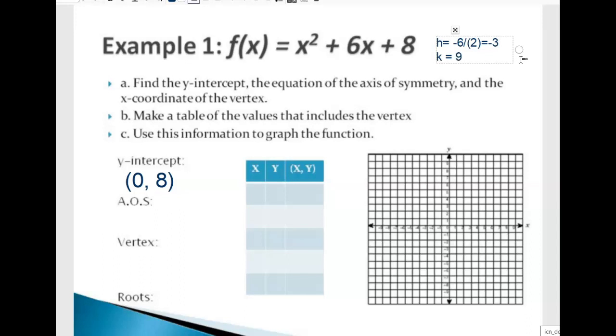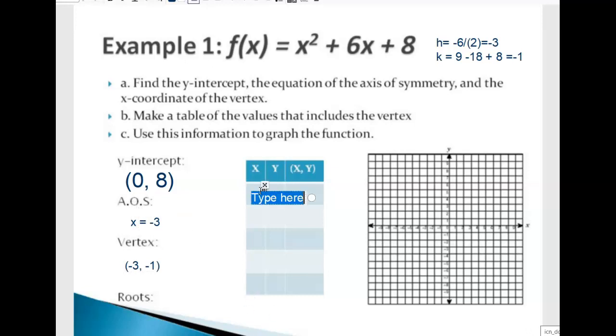-3 squared is 9. Negative 3 times 6 is negative 18. And adding 8. So 9 plus 8 is 17. 17 minus 18 is negative 1. So my k value is negative 1. So what that means is my vertex is negative 3, negative 1. My axis of symmetry is x equals negative 3.